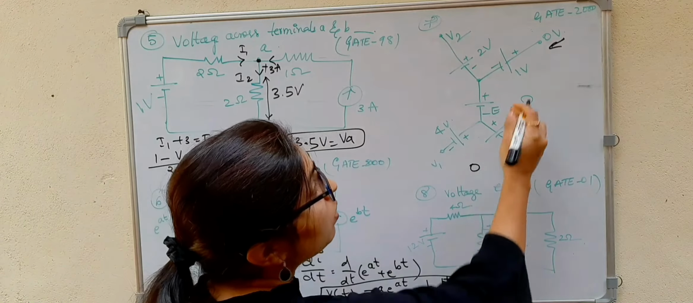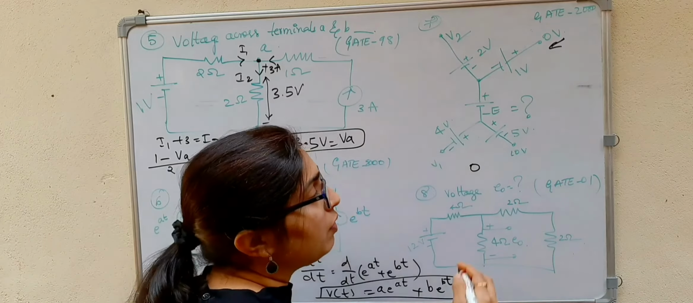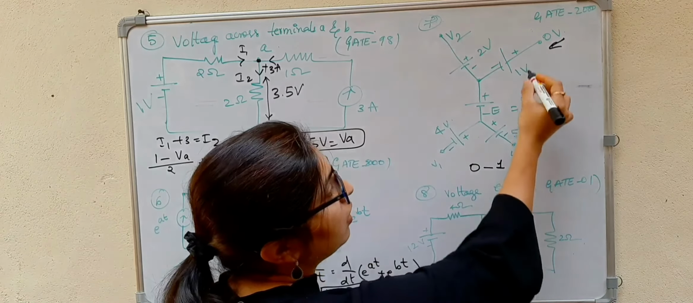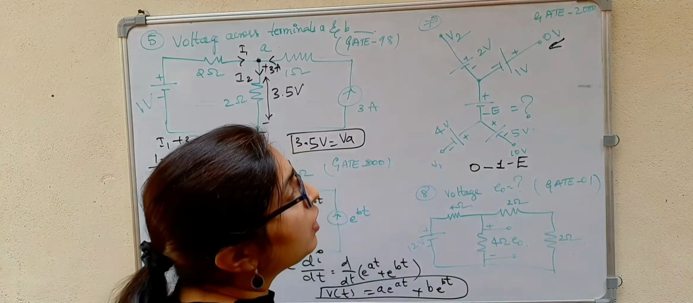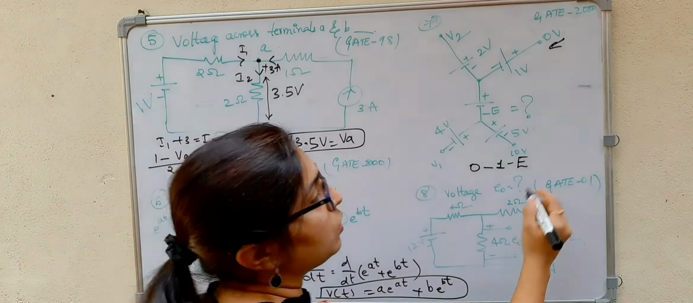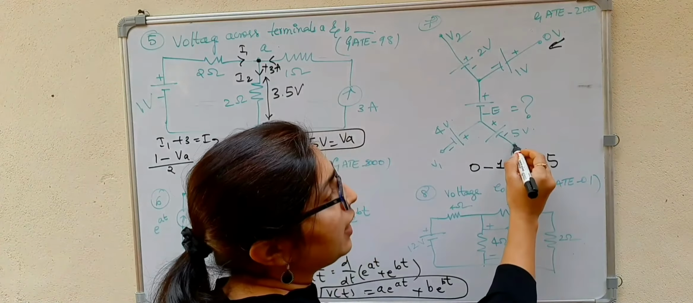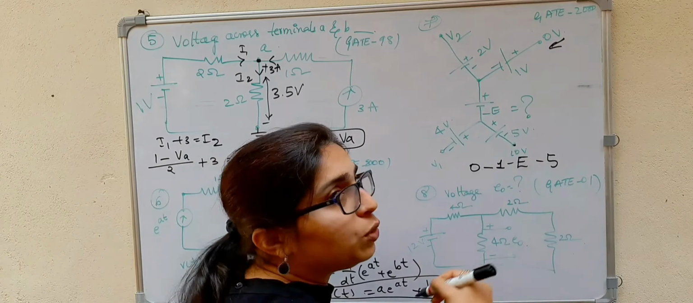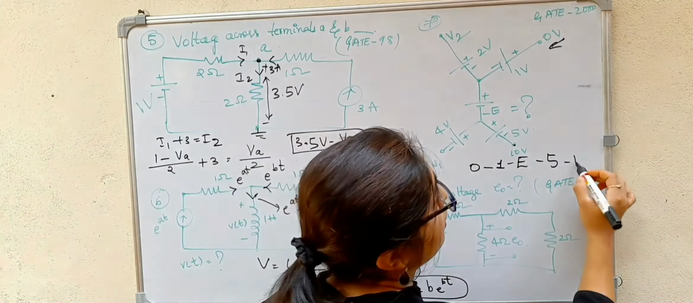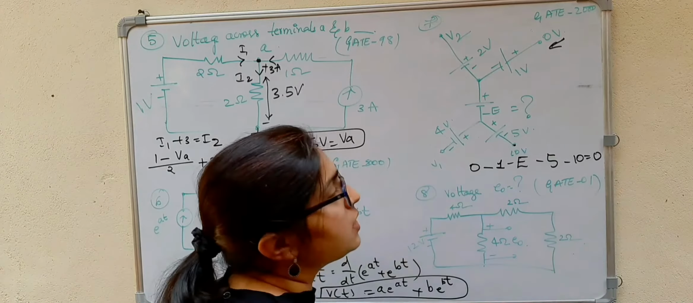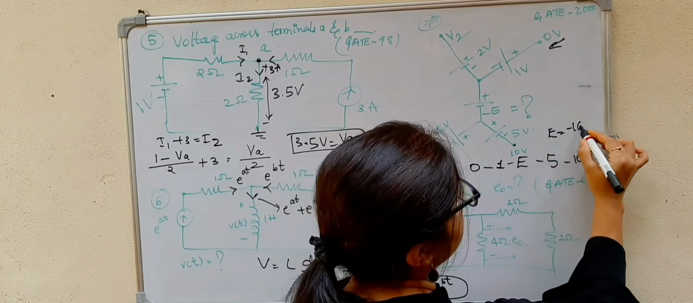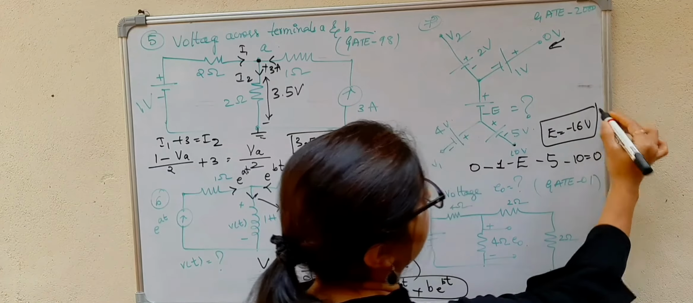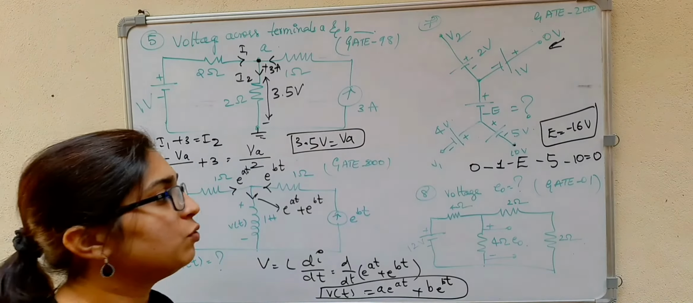Okay, 0. Then you get plus first, so it is minus 1. Then you are getting plus first, so it is minus E. You are getting plus first, so it is minus 5. Then it is like higher potential to lower potential, so minus 10, that is equal to 0. So E will be equal to minus 16 volts. E is minus 16 volts.